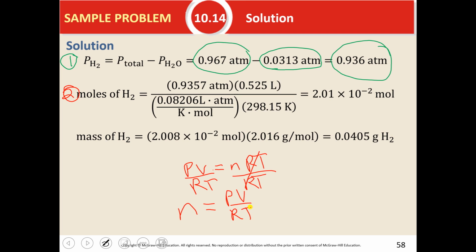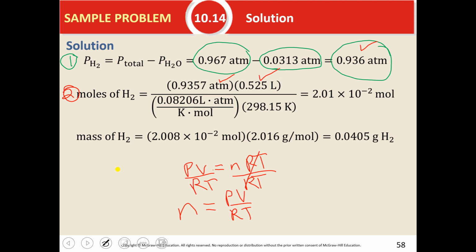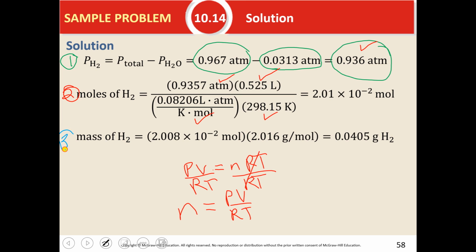So our pressure, our size of our container, which was given in the problem, you'll see it was right there. Remember, we converted it to liters. And then the ideal gas law constant, and then the temperature converted to Kelvin. When we do the math and multiply the top divided by the whole bottom multiplied together, we get 2.01 times 10 to the minus 2 moles of the hydrogen gas. And from there, we can simply find the mass by converting moles to mass using the molar mass. And we get 0.0405 grams of hydrogen gas.